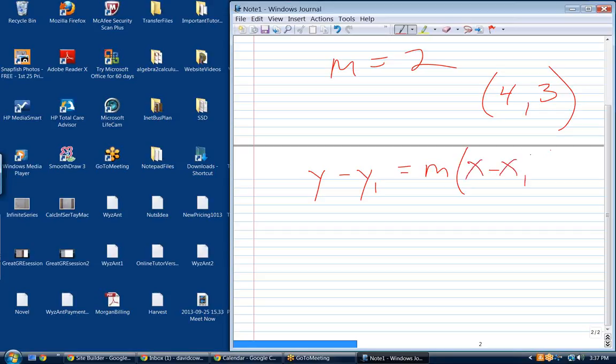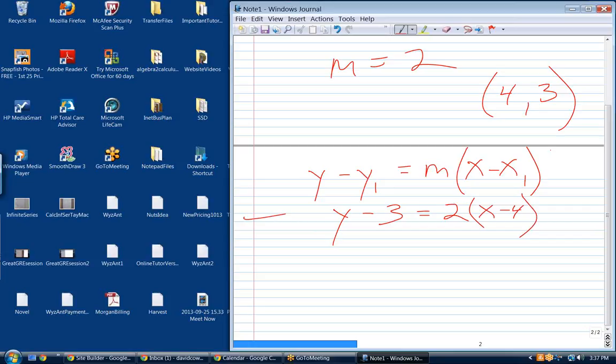And when we have the slope and 1 point, what's the next thing I can write? After this, you can substitute in the point and the slope. Yeah. Tell me what to write. So, y minus 3 is equal to 2 times, x minus 4. Correct. And they may or may not accept that as a final answer.